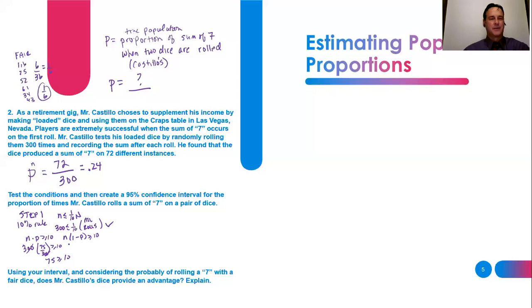And same thing for the next one, okay? 300 times 1 minus p, which is 225 over 300. I just did that math quickly in my head, and the answer is 225. That is also bigger than or equal to 10. So our large counts for normality is also satisfied. Okay, so our sampling distribution will be approximately normal.